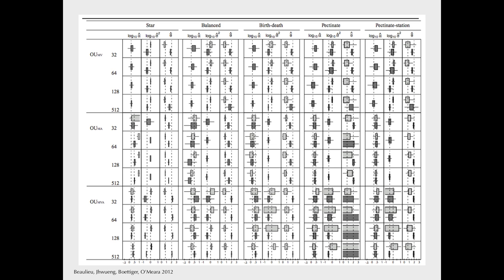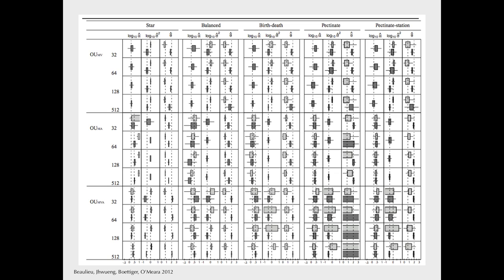So here we have a table of figures. And this just shows that when we're developing this model, we want to test to make sure it's actually working properly. Here we have 32 taxon trees, 64, 128, 512 taxon trees, and various models. What you want to have is something like this: each value on the mean and low variance. In a lot of cases, we have that. Where for these models, we had very little information about theta.